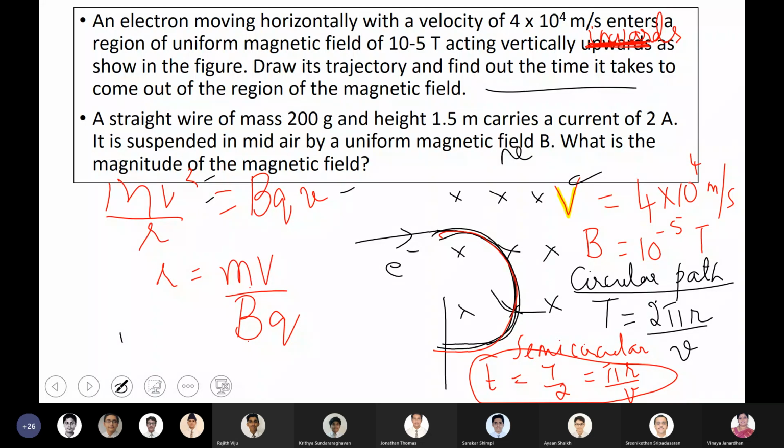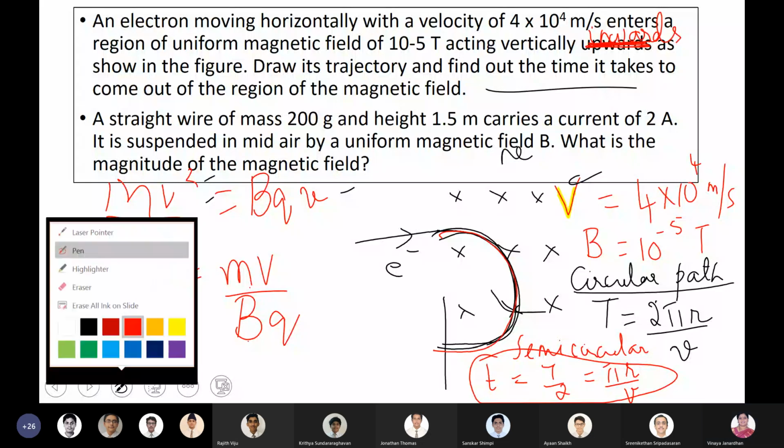Ma'am, could you repeat the power? Your voice cut off. 10 to the power of minus 7, approximately 2 into 10 to the power of minus 7. Okay. So anyway, write the formula. Now I'll go for the numerical.